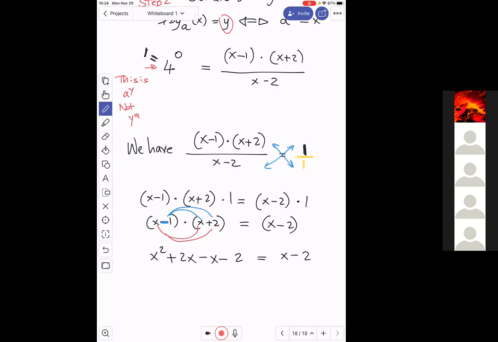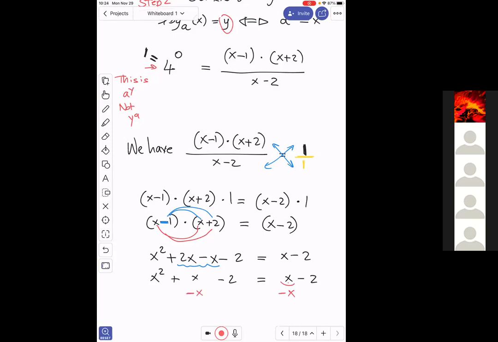All right, so let's simplify this. So this is x squared, and this is 2x minus x, so that's just 1x, plus 1x, and then minus 2 equal to x minus 2. Right, and then you can simplify your equation. There's an x on the right side, and there are, of course, x's on the left. So we're going to move all the x's to the same side, on the left, let's say. So I'm going to subtract x, just to get rid of this x, and do the same on the left.